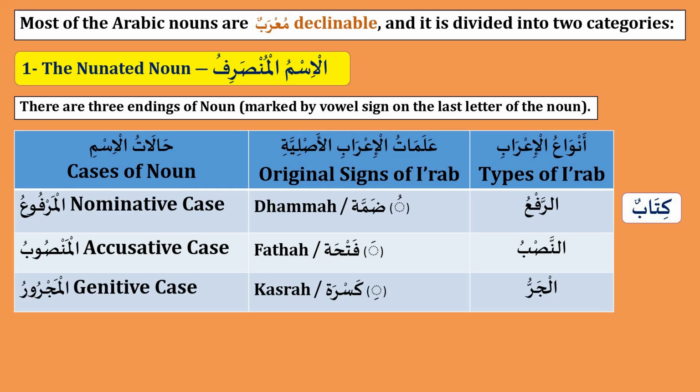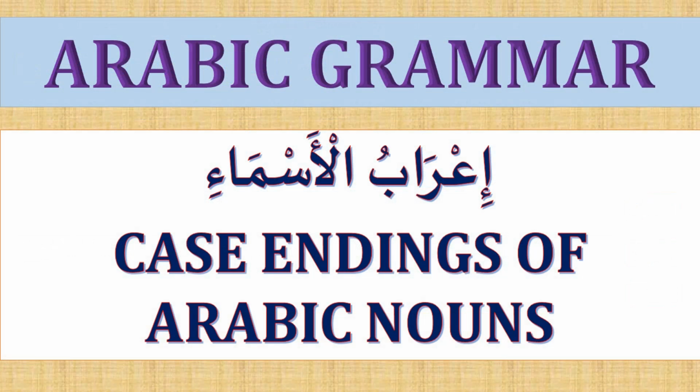Example for nominative case, kitabun, which takes dhamma usually. An example for al-mansub, kitaban. An example for al-majrur, kitabin. For more details of this lesson, you can go to our channel playlist Arabic Grammar. You can watch this video, i'rab al-asma, case endings of Arabic nouns.